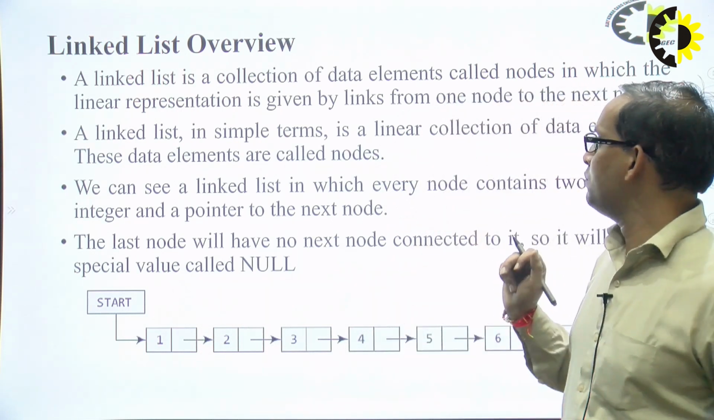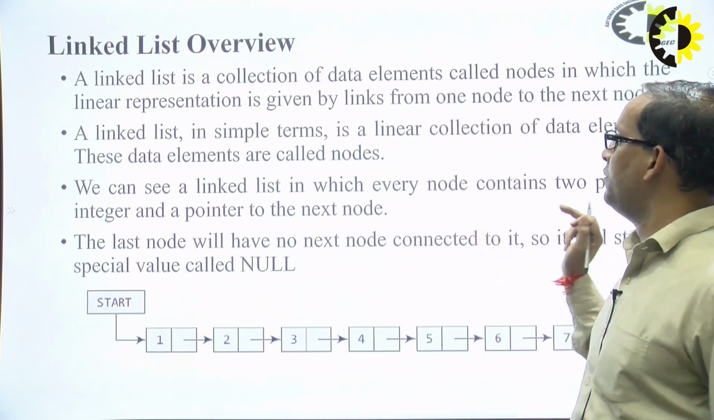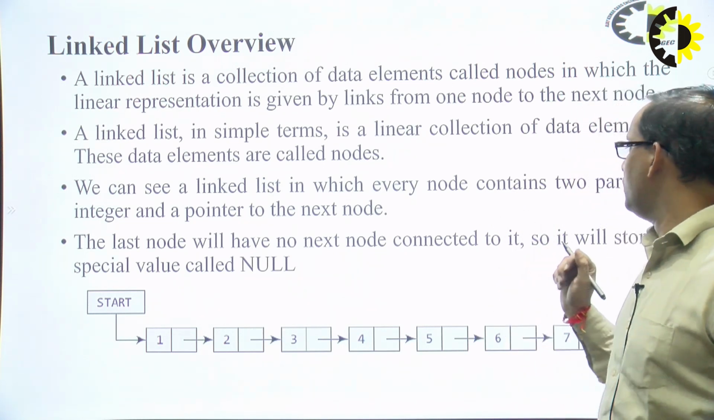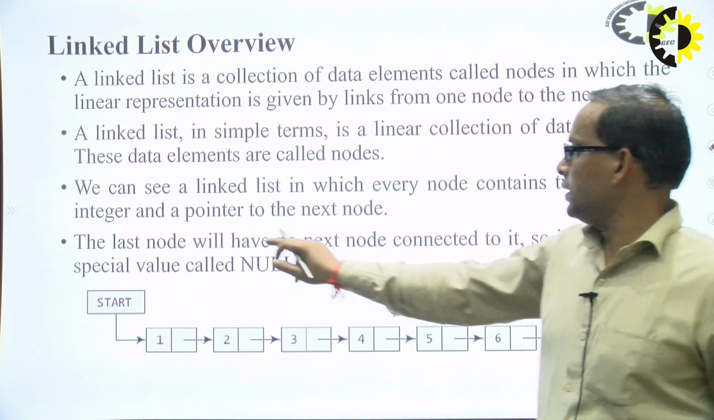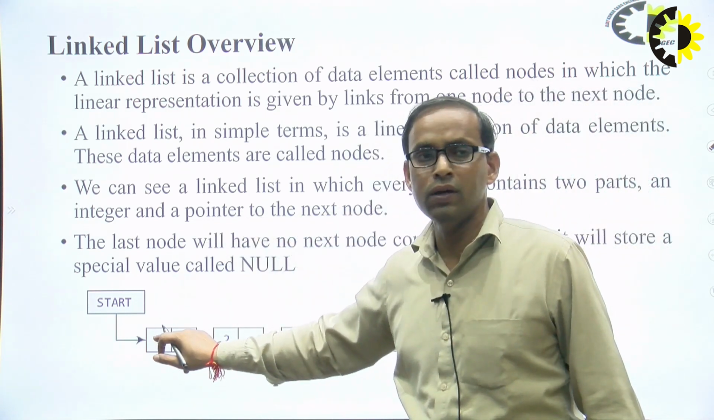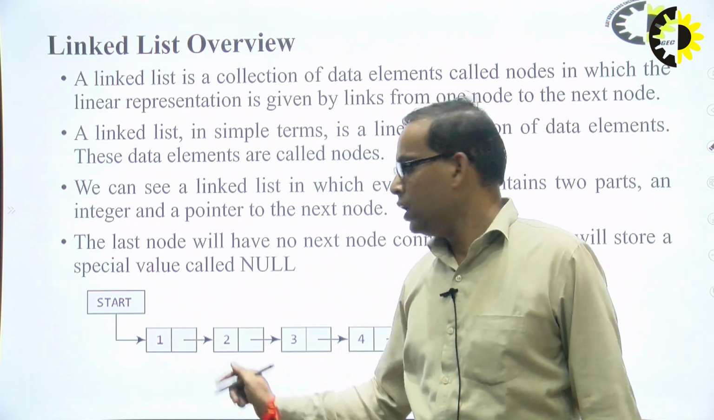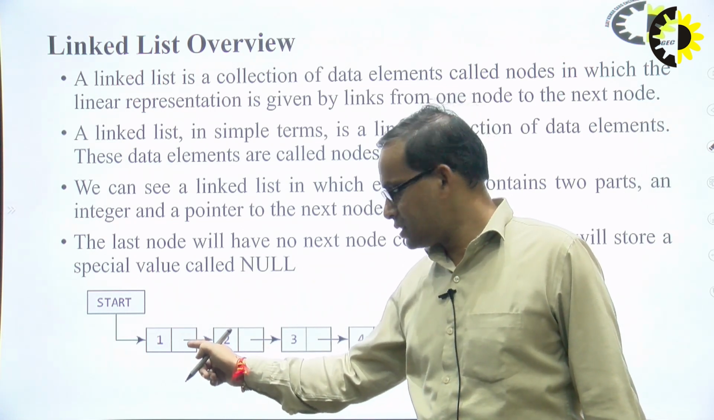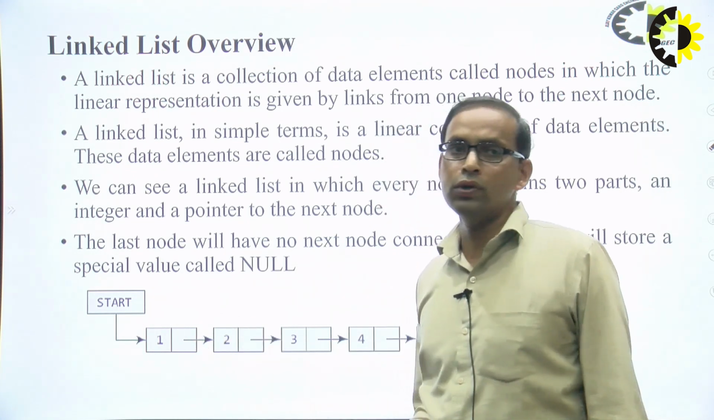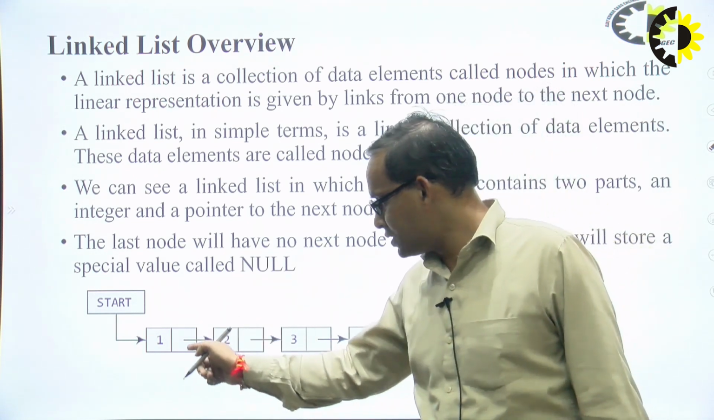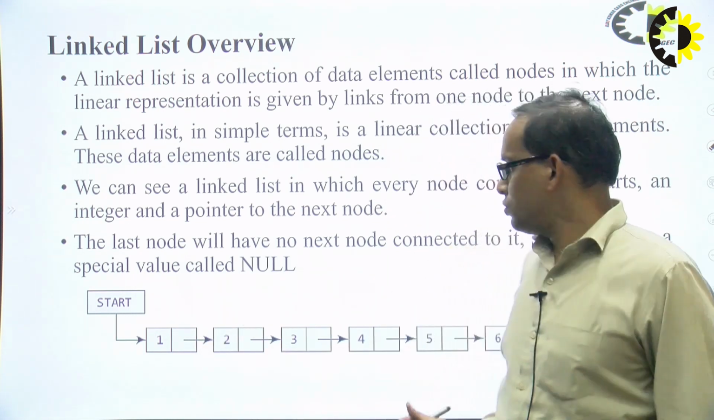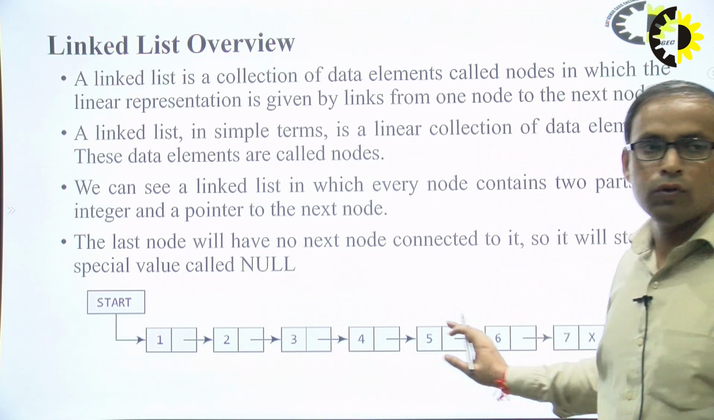A linked list, in a simple way, is a linear collection of data elements. These elements are called nodes. We can see a linked list in which every node contains two parts, an integer and a pointer to the next node. It means this is the data field which contains the value to be stored in the node, and this part is the address field which contains the address of the next node in the linked list. So this is a pointer type variable which stores the address of the next node.